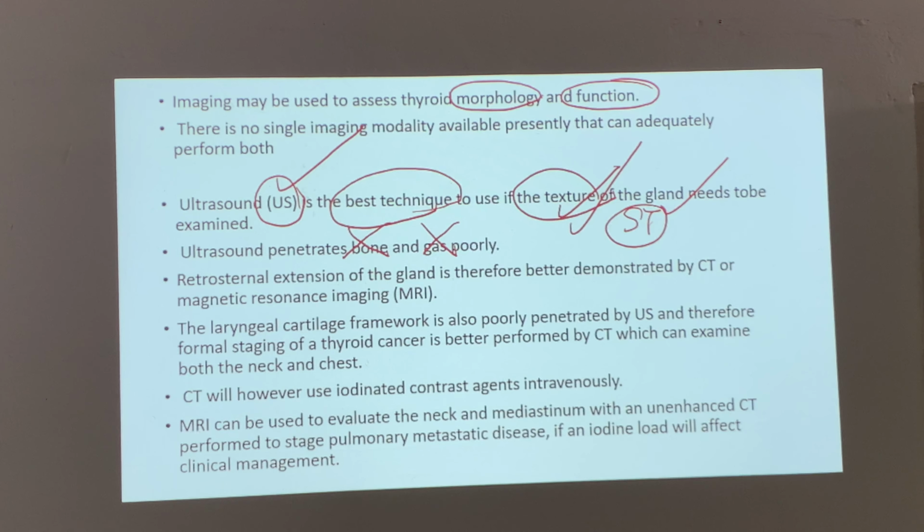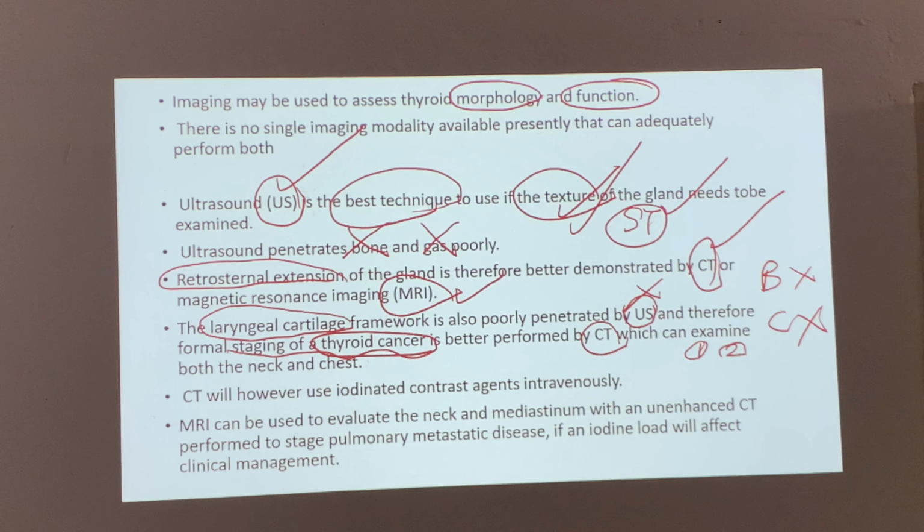If you go for the laryngeal cartilages, they are poorly penetrated by ultrasound. You cannot see the cartilages also. Bone cannot be seen, even the cartilages cannot be seen by ultrasound. So staging of thyroid cancer in this situation is performed by CT scan. CT neck can be done and CT chest can be done. So for malignancy of the thyroid, you should keep it in mind. You should order both CT scan neck and also the chest, both in liaison, at a time.